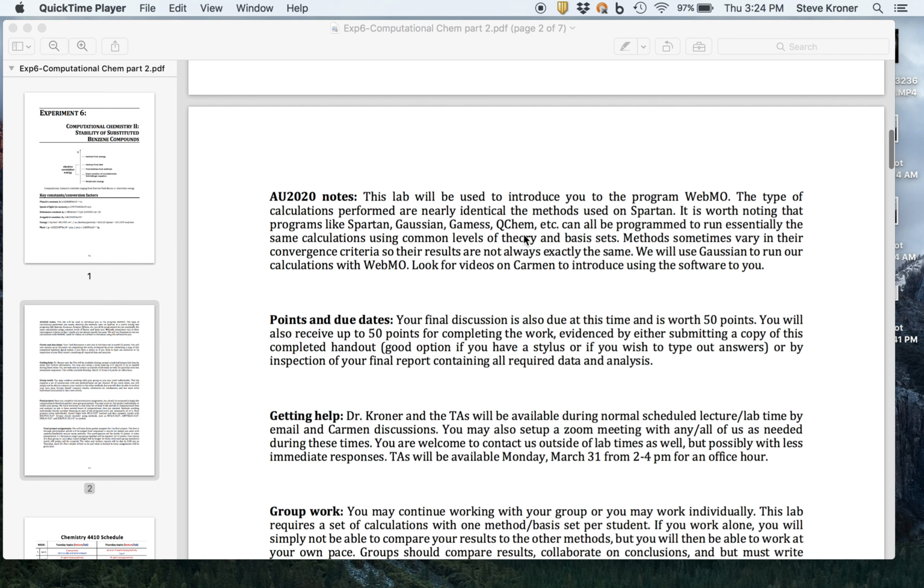One thing I wanted to mention briefly is that there are programs like Spartan, Gaussian, GAMESS, QChem, and others that can all be programmed to run essentially the same type of calculations using common levels of theory like Hartree-Fock, B3LYP, MP2, and the common basis sets that we've learned about. So there's really nothing special about running these theories and basis sets on molecules with, say, Spartan. You can essentially get the same results if you run them with Gaussian, GAMESS, or QChem. We're likely going to use Gaussian to run our calculations on WebMO, but again, we'll talk about those details later.